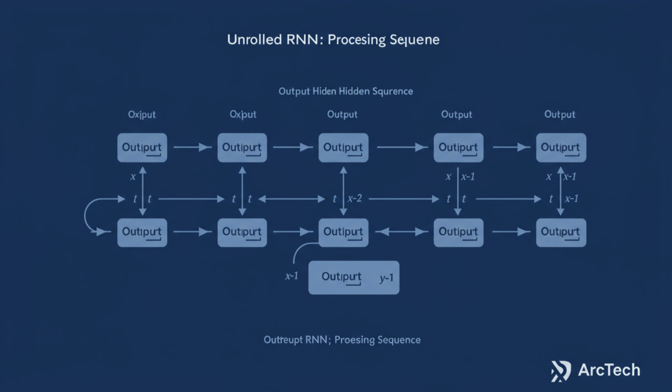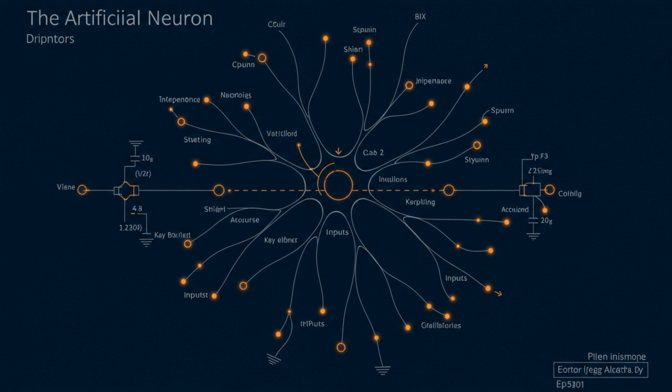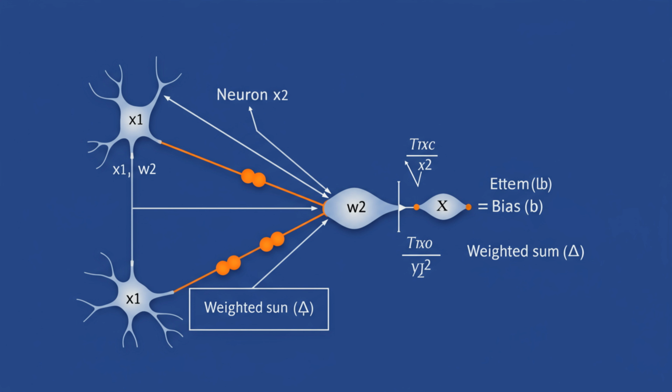Conceptually, an RNN can be unrolled into a sequence of ANNs, each handling one time step and passing its hidden state forward. The fundamental unit of a neural network is the artificial neuron. It mimics biological neurons by processing signals. Each input is multiplied by a learnable weight, determining its importance. A bias term is added, shifting the neuron's activation threshold.